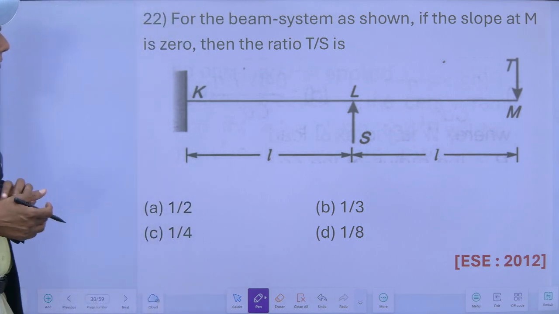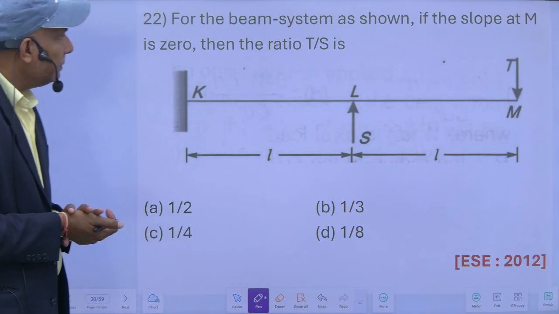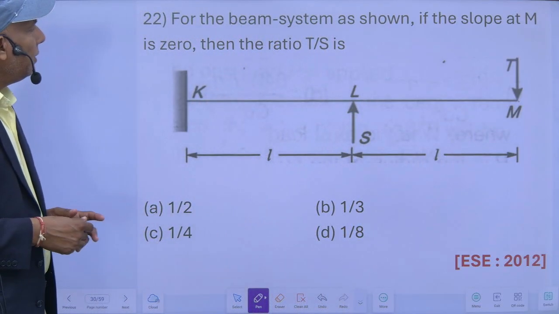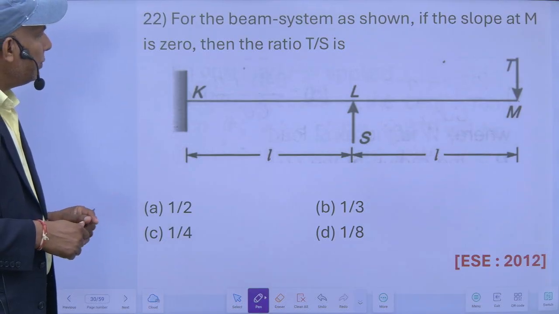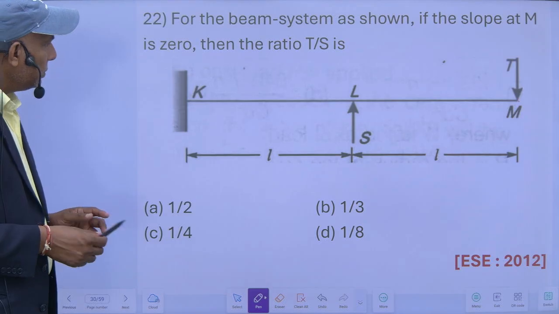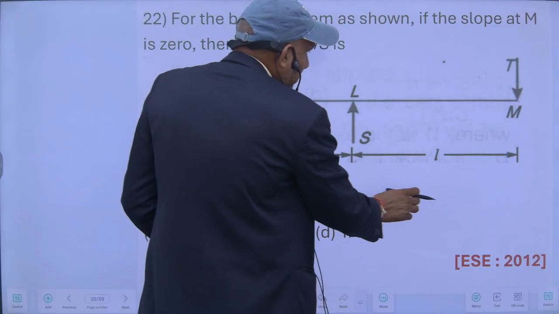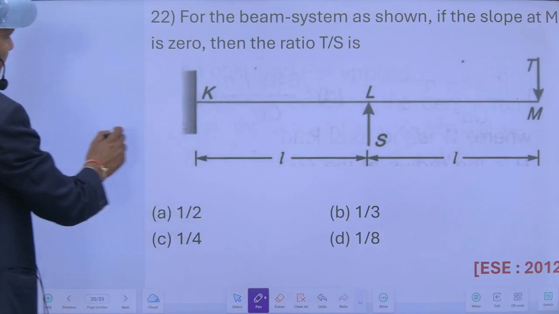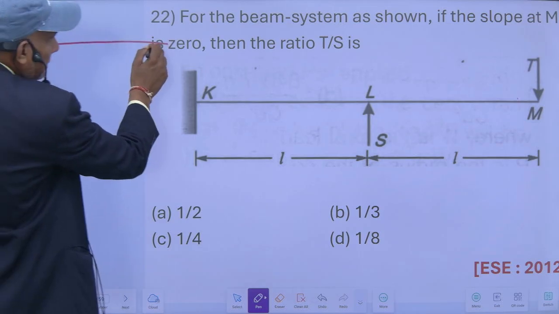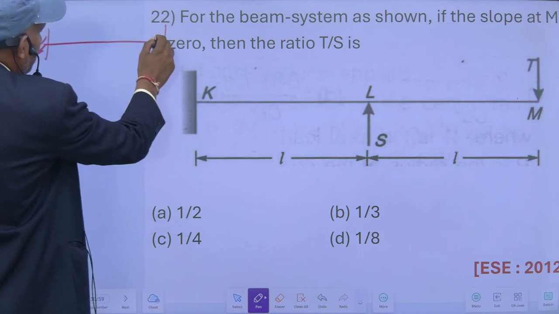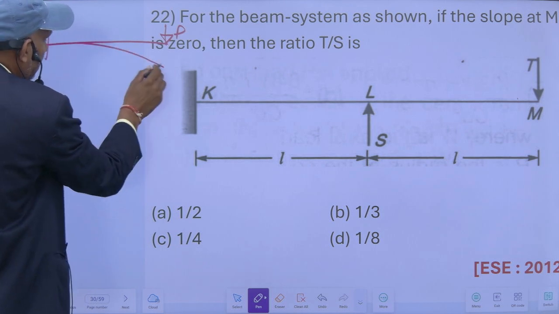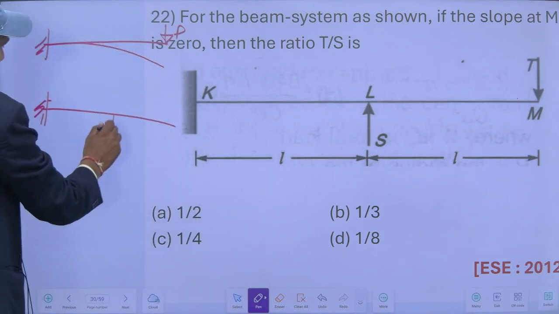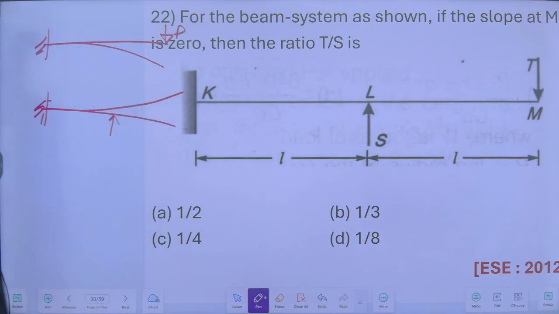For the beam system as shown, if the slope at M is 0, then the ratio of T upon S is how much? I can treat it separately. So it will be like this. This is M, this is T. So this will deflect like this, and because of this S, my cantilever will deflect like this.